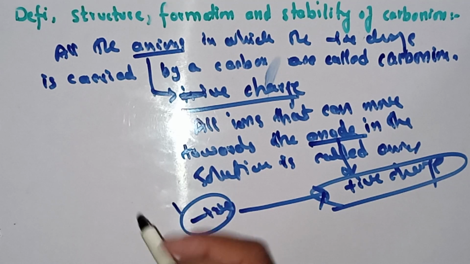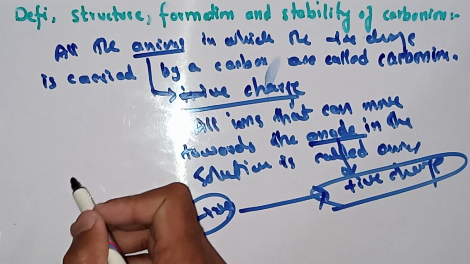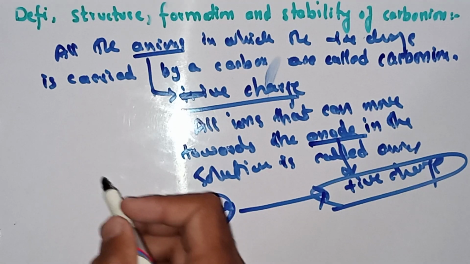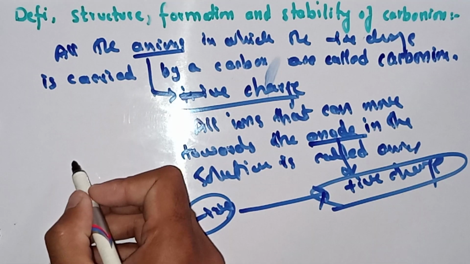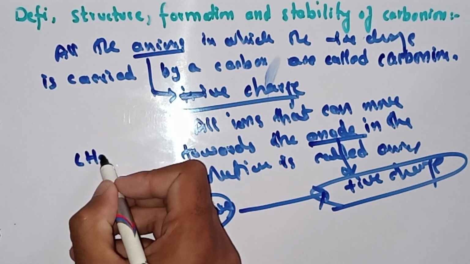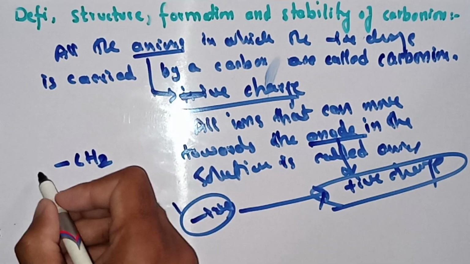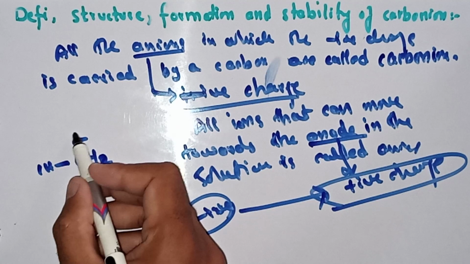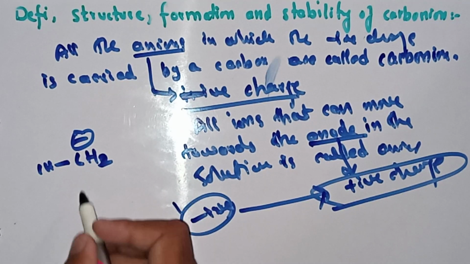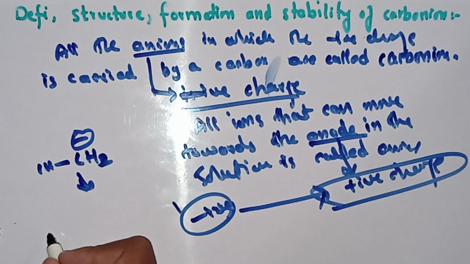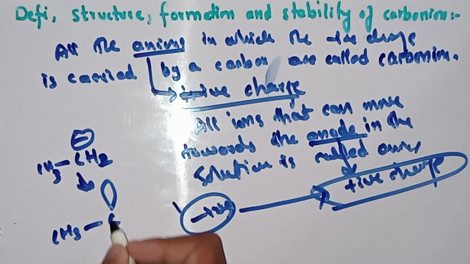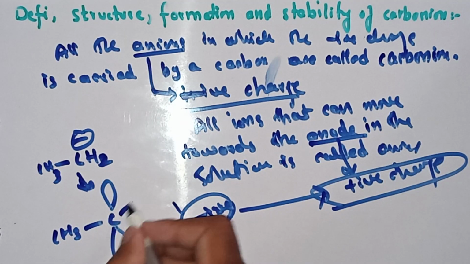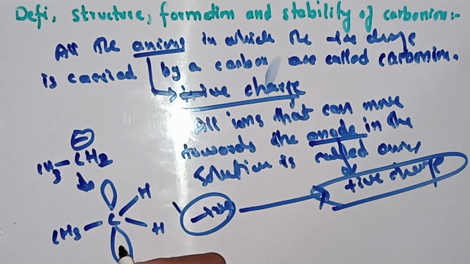So what is the structure of carbanion? The structure of carbanion is like that. There is one orbital where two electrons are present in the carbanion. Similarly, this is one carbanion, CH3C. How can you draw its structure? This is one orbital, this is hydrogen, this is another hydrogen. Here in this orbital there will be one lone pair of electrons.